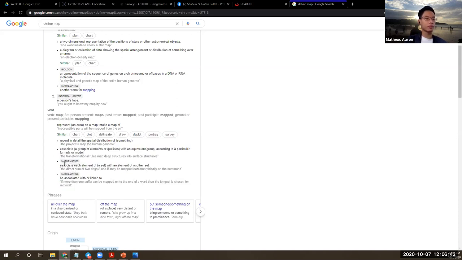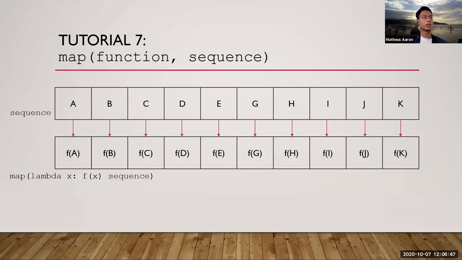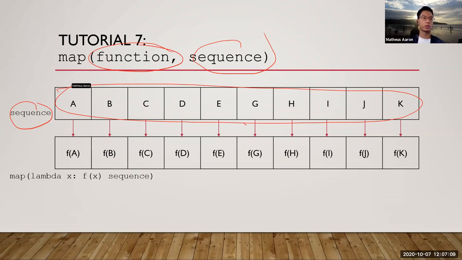When we talk about mapping, it means that there's an association between two sets, and in this case they are associated with a function, and the sets are the sequences. So what we do is convert this particular sequence into a new sequence. The way we do it is by applying the function and taking the output of the function as the new sequence.